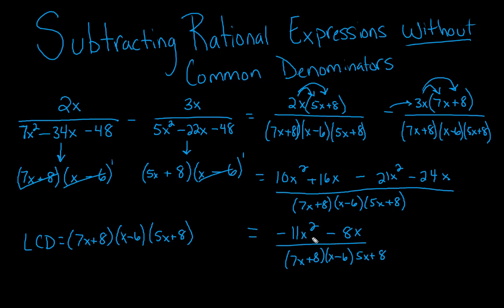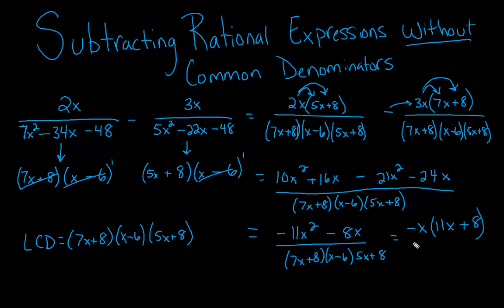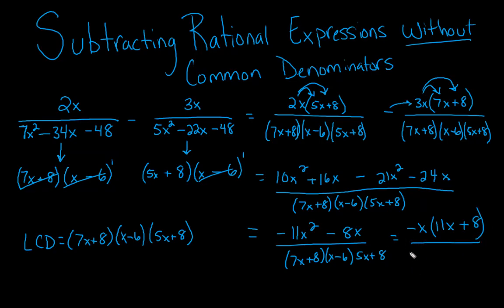And looking at this, we can factor. We can actually take out, let's take out a negative x from both terms. So if we take out a negative x, that leaves us with 11x plus 8, right? And that is over our least common denominator, 7x plus 8 times x minus 6 times 5x plus 8.